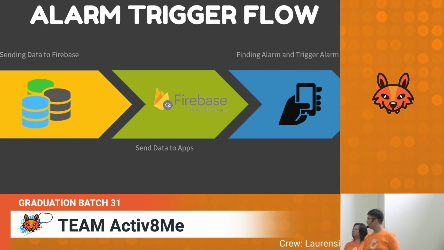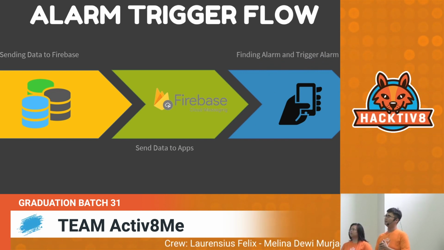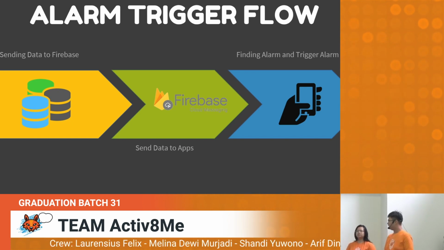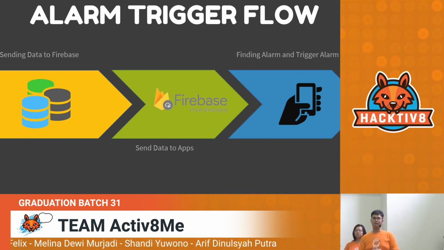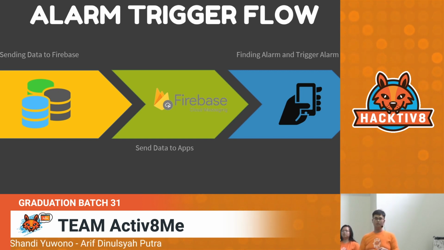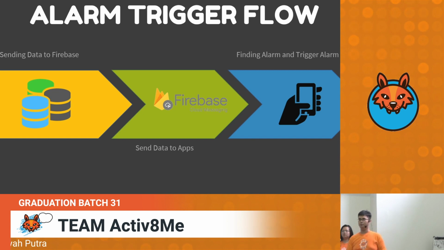And in the user phone where our app is installed, the data will be received as notification data. And the data will go through a filtering process to find the exact alarm that needs to be triggered. When the app finds the exact alarm, it will direct the user to the alarm landing page.